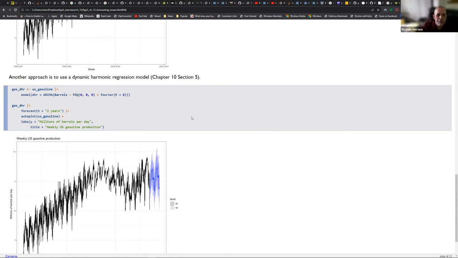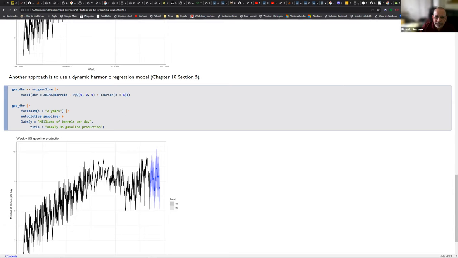Another approach that you can do, apart from combining the STL with any non-seasonal model, also combine it with ARIMA, is to use the dynamic harmonic regression model that we discussed in chapter 10, section 5. And in this case, we're going to use precisely ARIMA. We're not going to give any parameters on the period, the seasonality, and the differencing. And what we're going to do is let the seasonality be carried by a Fourier series. That's part of the dynamic harmonic regression.